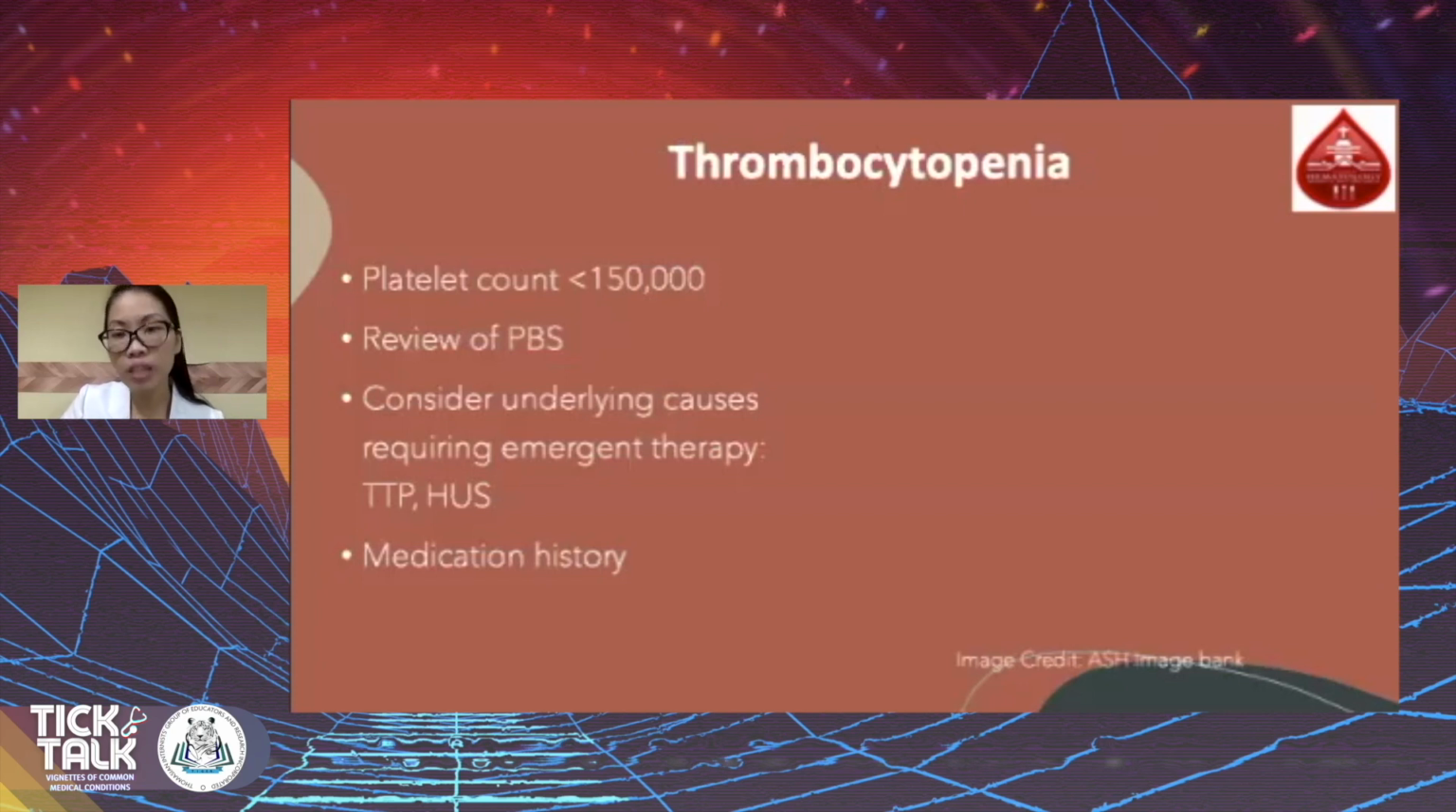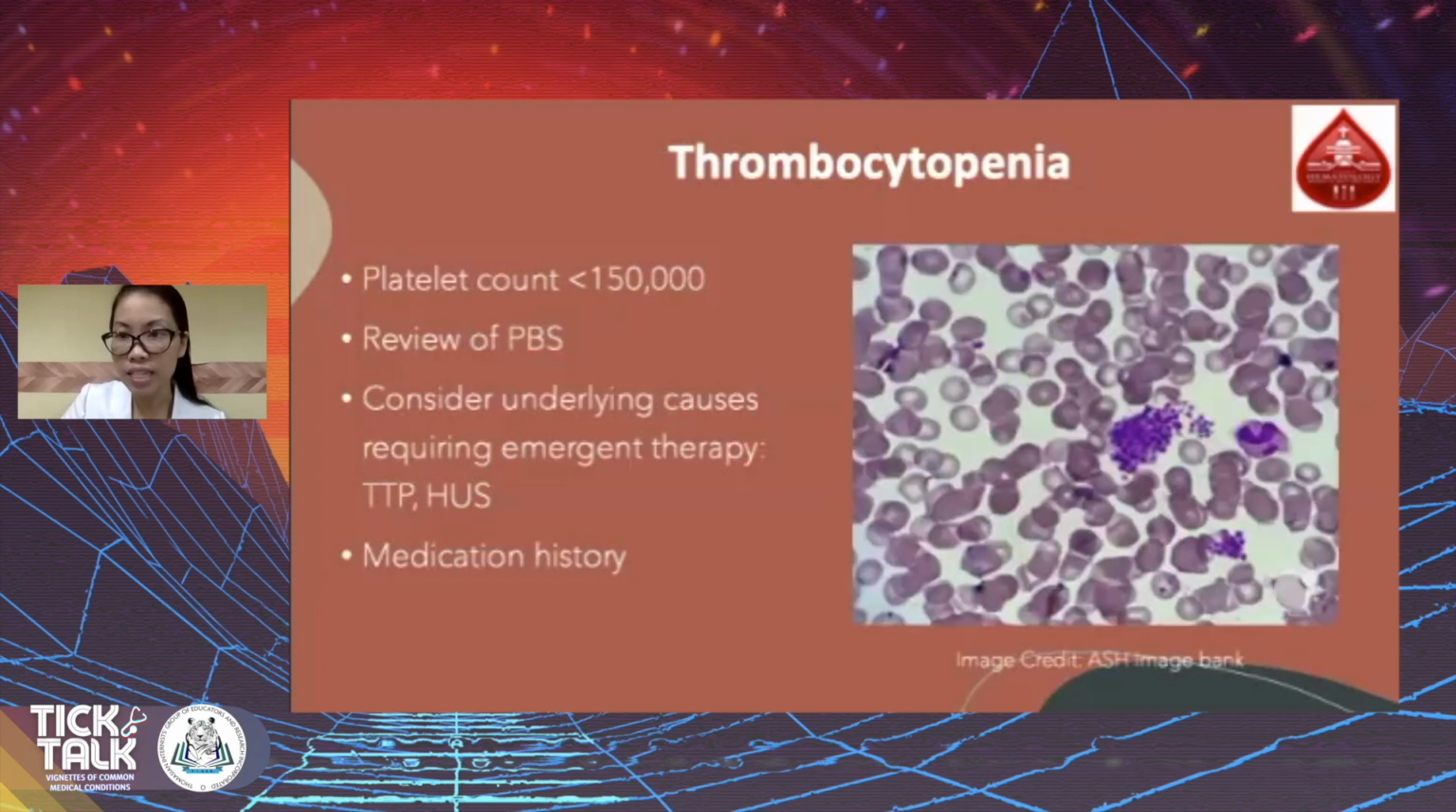The antonym of elevated platelets is thrombocytopenia. Any value below 150 is considered thrombocytopenic. So first, we have to review the peripheral blood to confirm if it's really thrombocytopenia, because we have to check for cases of pseudothrombocytopenia secondary to platelet satellitism.